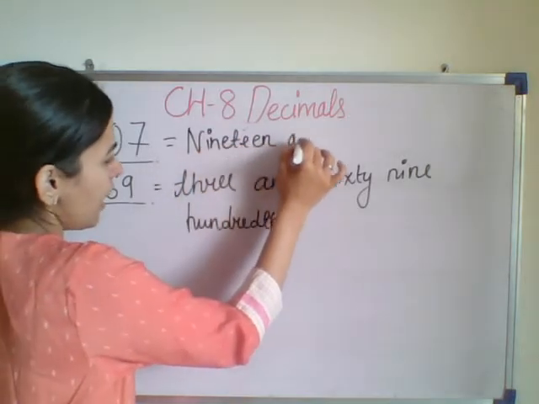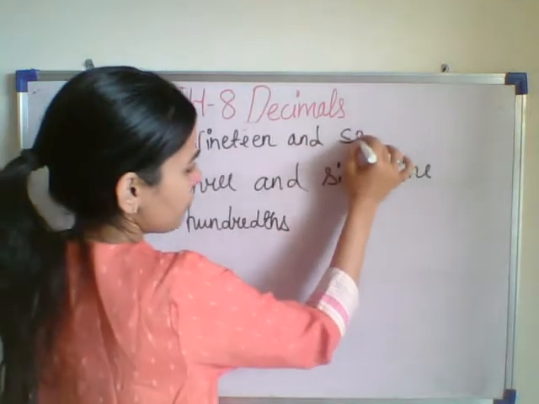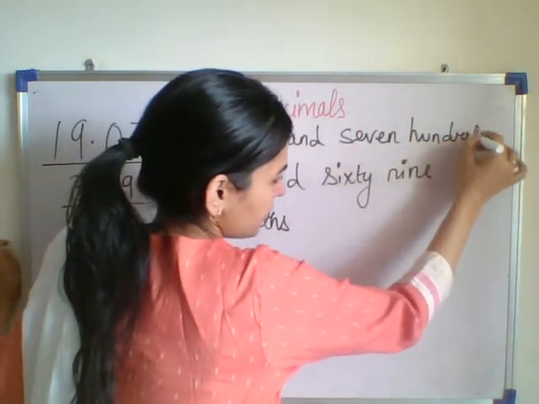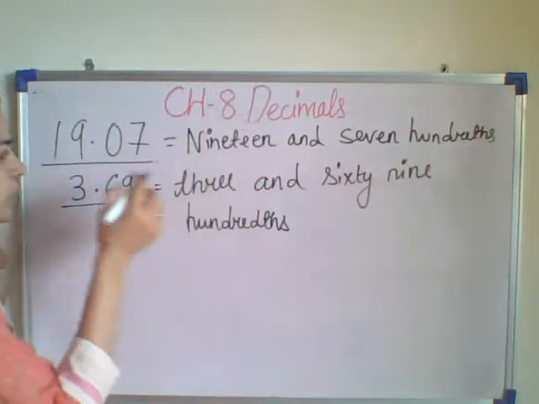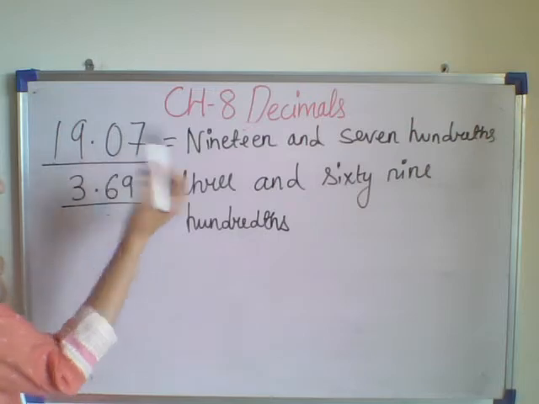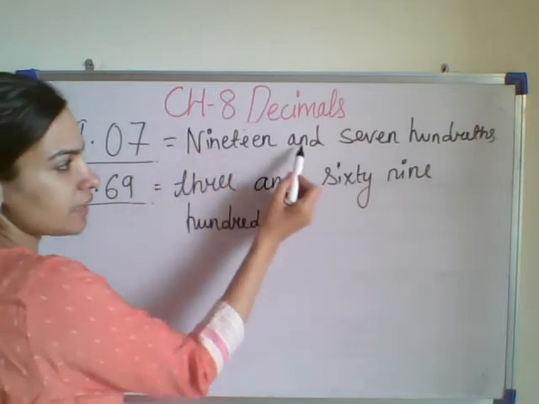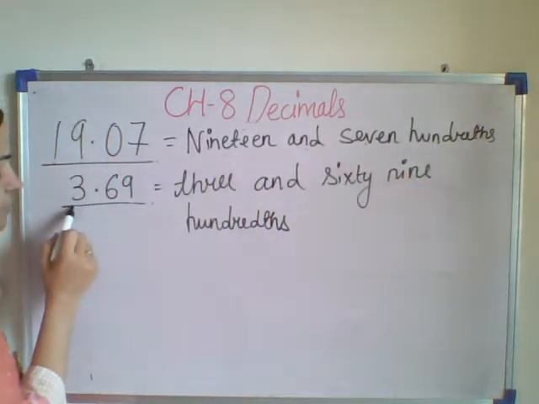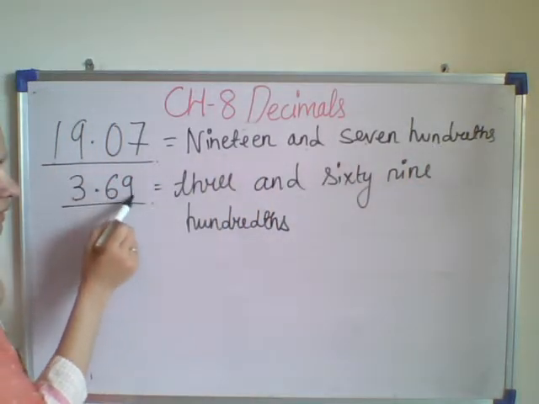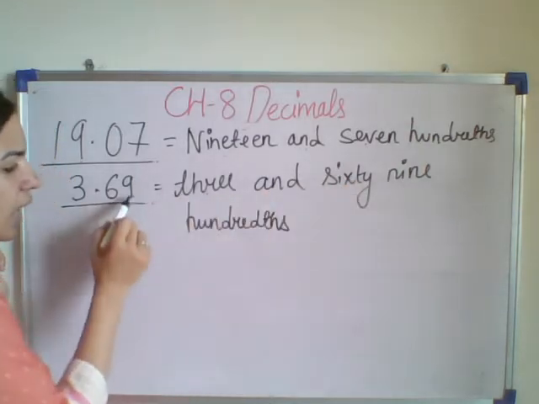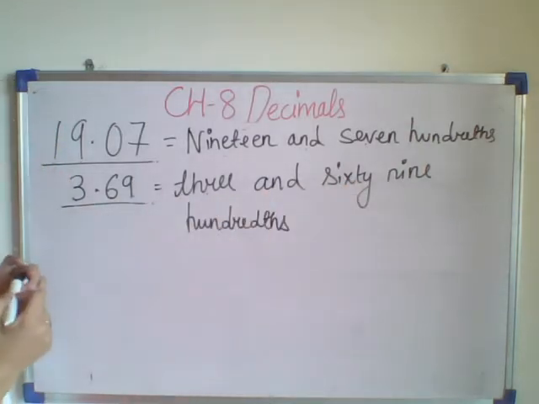This, how I will be writing this? 19 and 7 hundredths. The other that I have told you, it is very simple, 19.07, or we could also write it as 19 and 7 hundredths. This we could write it as 3.69 or 3 and 69 hundredths.